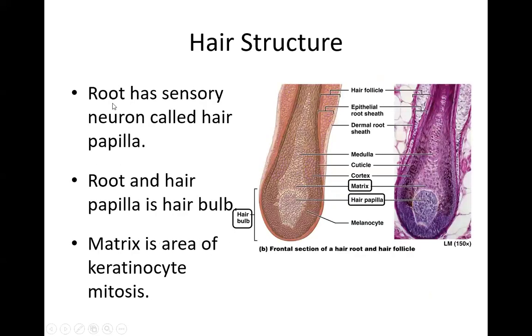In the hair structure, the root has sensory neurons in the hair papilla. You see the hair bulb, and the matrix is the area of keratinocytes that undergo mitosis.